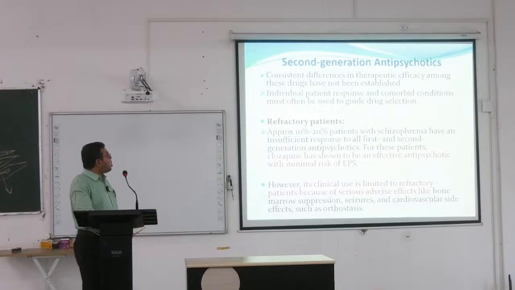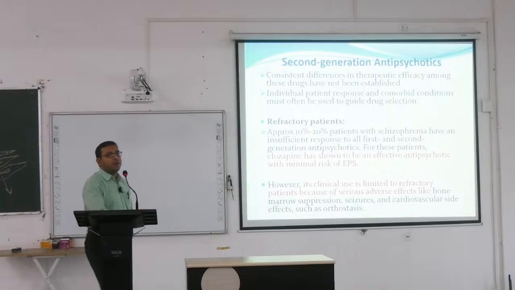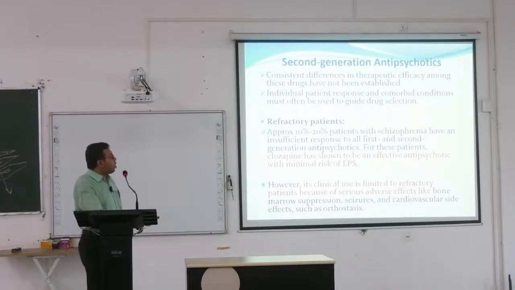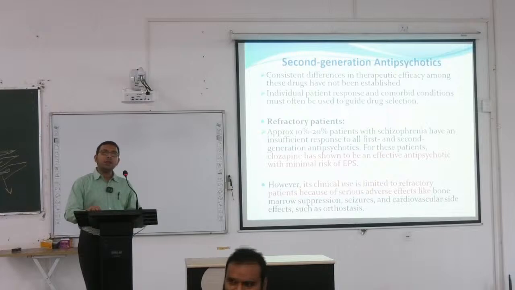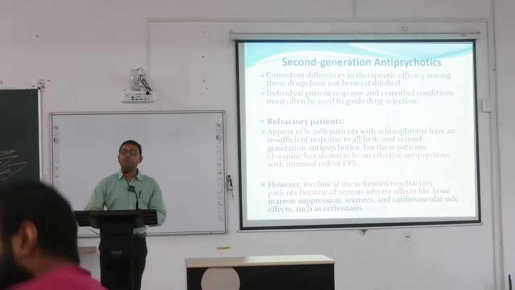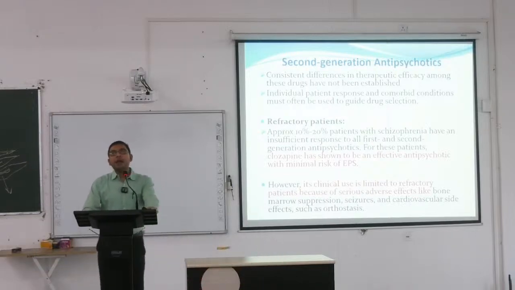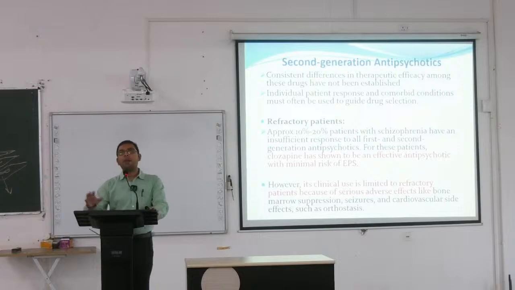And next is refractory patients. There are some patients who are given antipsychotic drugs but are not responding even if they are used. Approximately 10 to 20% of patients with schizophrenia have an insufficient response. For these patients, clozapine has been shown to be an effective antipsychotic with minimal risk of extrapyramidal symptoms. Clozapine is again a drug that comes under the atypical antipsychotics, but it has been seen that if the patient is refractory to first generation or other second generation antipsychotics, then clozapine acts.